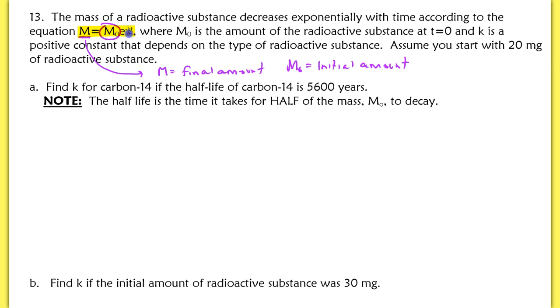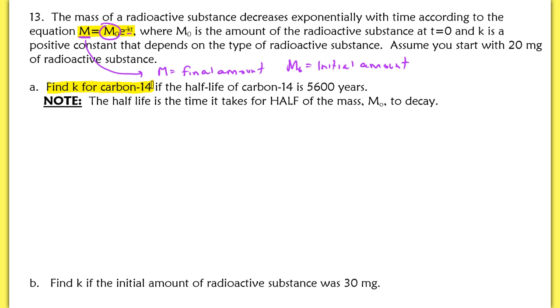And k is another positive constant that is unique to the type of radioactive substance. So each type of radioactive substance has its own k value, okay? So in part A here, it asks us to find k for carbon-14. So this is the type of radioactive substance we're looking at, carbon-14.